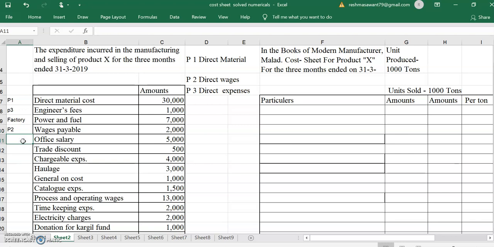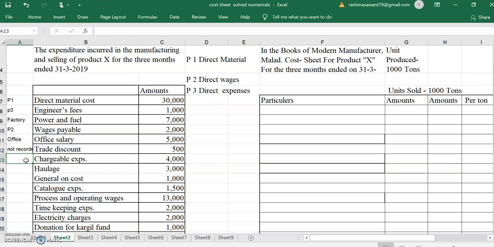Next, office salary. The word indicates it is recorded under office. Whatever salary is paid to office staff is recorded under the office or administrative overheads. Trade discount is a discount and it is financial in nature, so the trade discount is not recorded in your cost sheet. Not recorded anywhere.